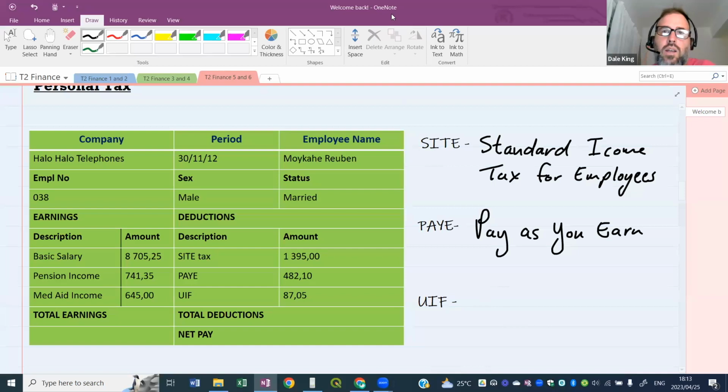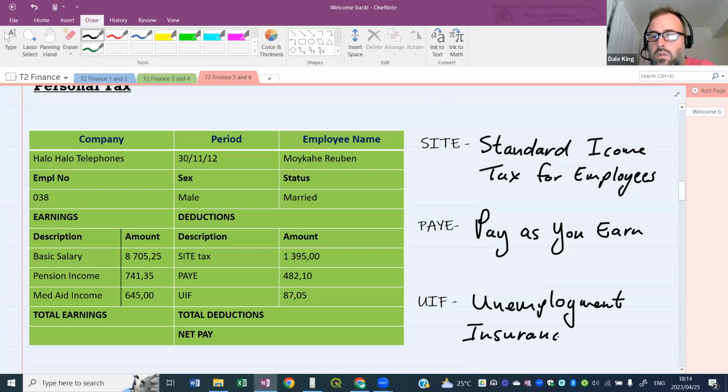And you guys know what UIF is. I'm sure it'll come up soon in chat. What UIF stands for. There we go. Unemployment insurance fund. You guys know what this stands for. Right. So the first two are taxes, and the last one is an insurance fund.